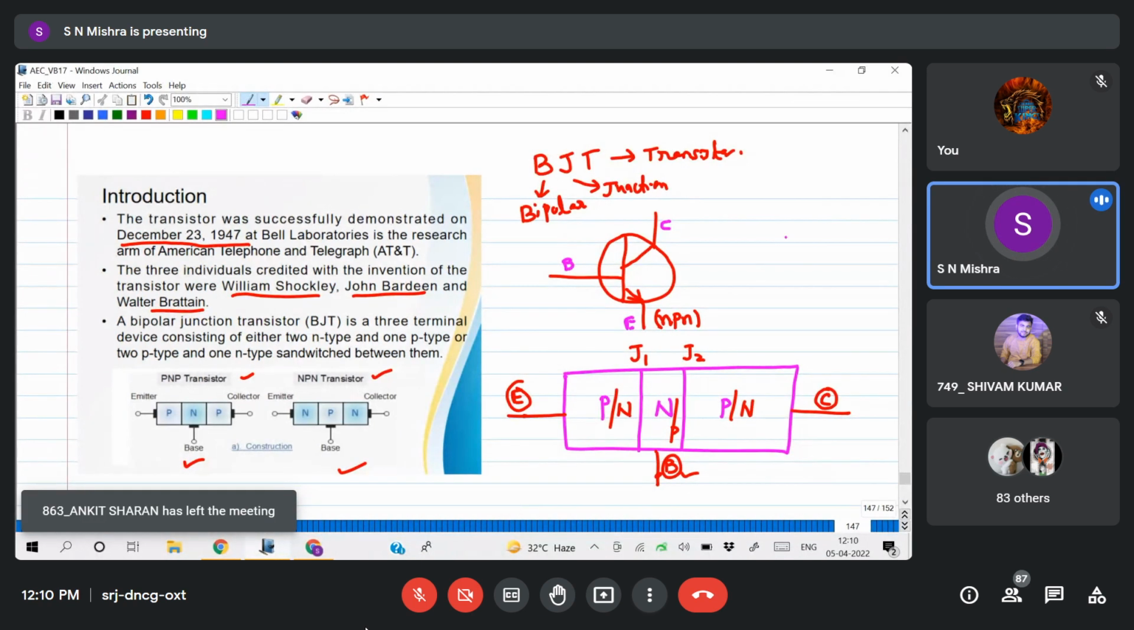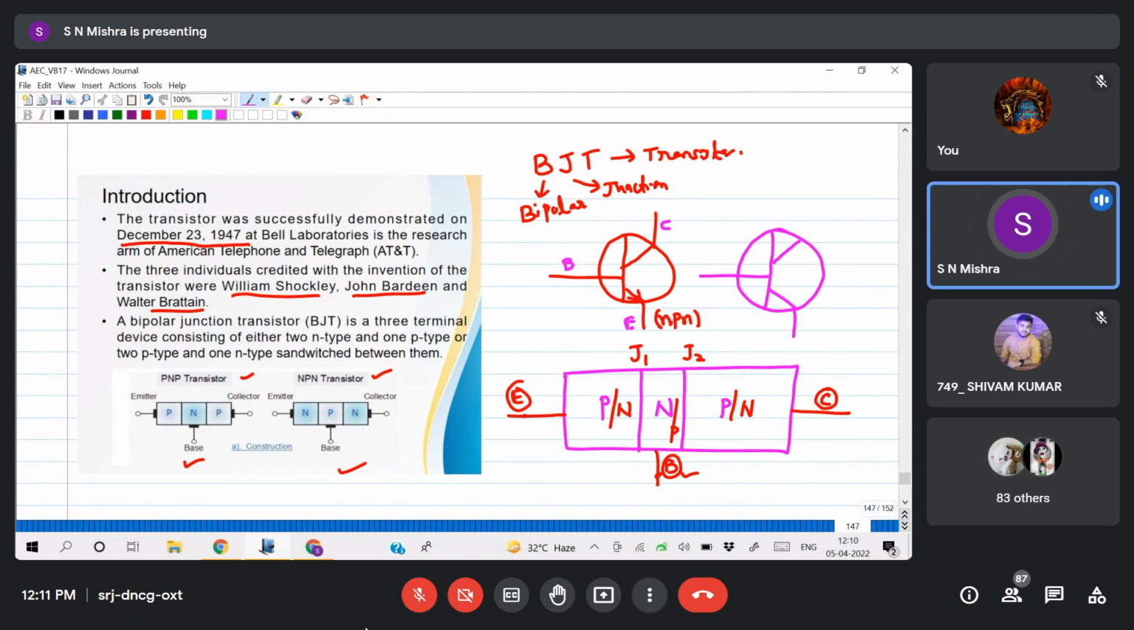Similarly, if I want to draw a PNP transistor, first we take a circle, then a vertical line and two inclined lines, all extended. Here the arrow mark is incoming, right? So this is a PNP transistor. This is your emitter, this is the collector, this is your base. Understood? How to draw the symbol? Yes, sir.